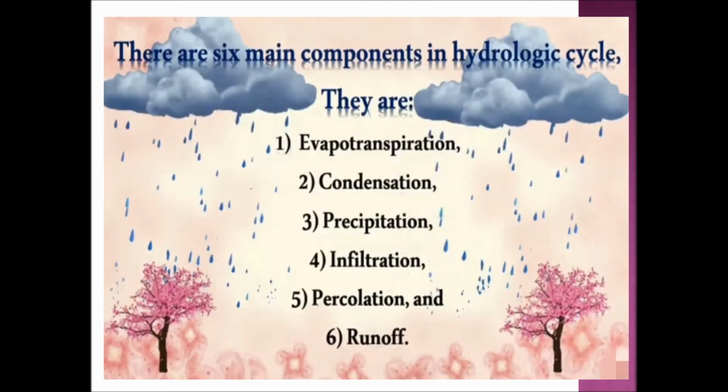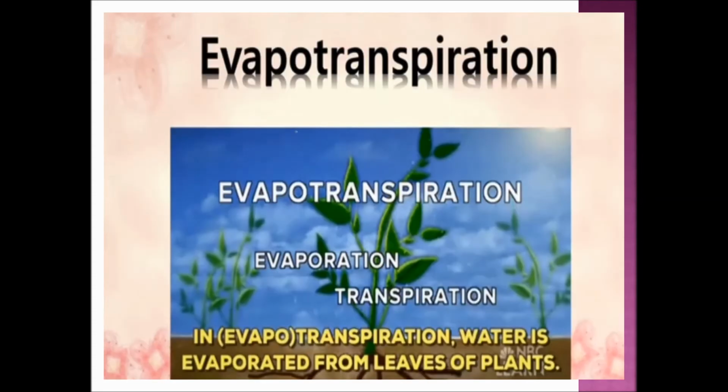Next, we are going to see the components of the hydrologic cycle. There are 6 main components in the hydrologic cycle. The first one is evapotranspiration, the second one is condensation, third one is precipitation, fourth one is infiltration, fifth one is percolation and the sixth one is runoff. These are all the 6 main components in the hydrologic cycle. First, let's see about evapotranspiration.